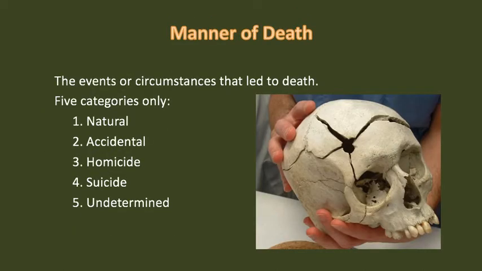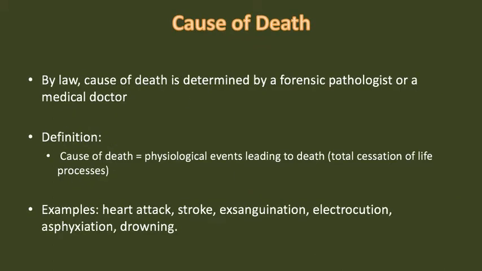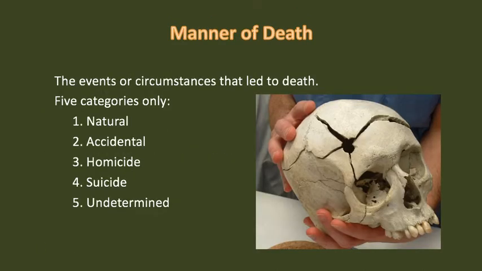Now, manner of death is a little bit different. Manner of death has only 5 legal categories. Any number of things can be determined to be cause of death. It's basically the sky's the limit, but we only have 5 categories for manner of death. Manner of death, as it says here, are the events or circumstances that led to death. So we're not talking about the physiological processes here, but we're talking about how the death occurred. As it's listed here: natural, accidental, homicide, suicide, or undetermined.